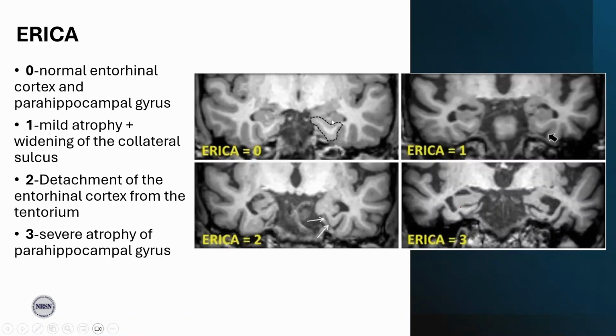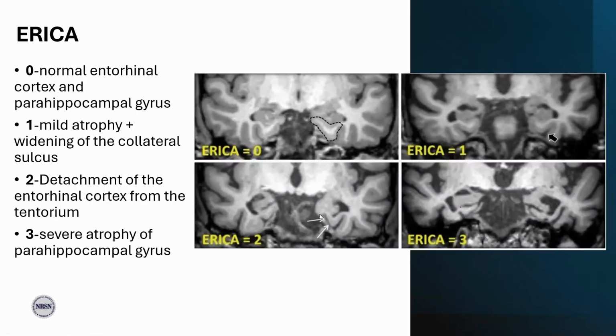There is no atrophy here. Now, an ERICA score of 1 just tells you that there is some atrophy that is evidenced by widening of the collateral sulcus. So this widening of the collateral sulcus that is not seen on ERICA 0, really. So widening of the collateral sulcus has an ERICA score of 1.